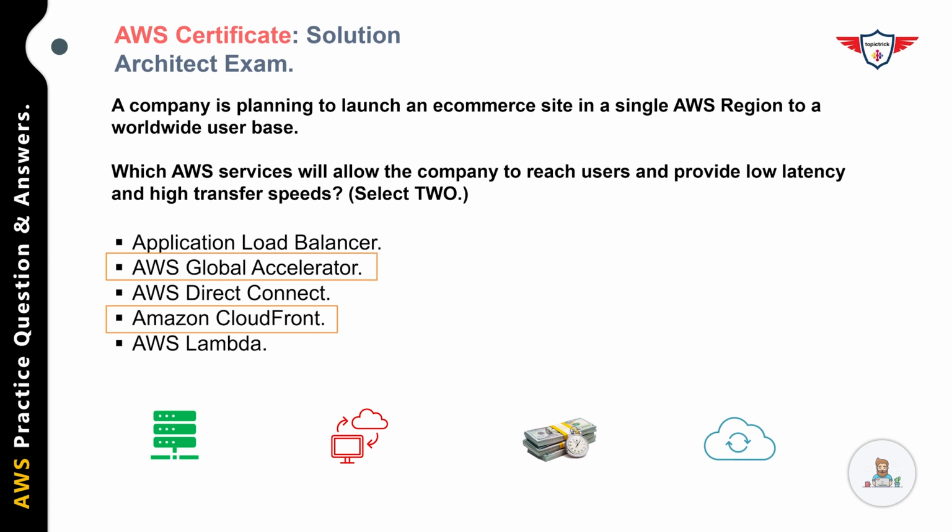Global Accelerator improves your internet user performance by up to 60%. And on the other hand, CloudFront is a fast content delivery network, that is a CDN service, that securely delivers data, video, applications and APIs to customers globally with low latency and high transfer speed.